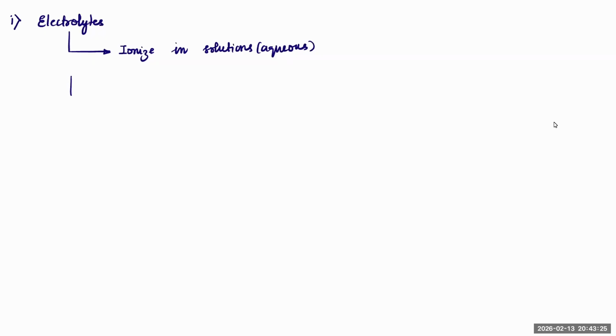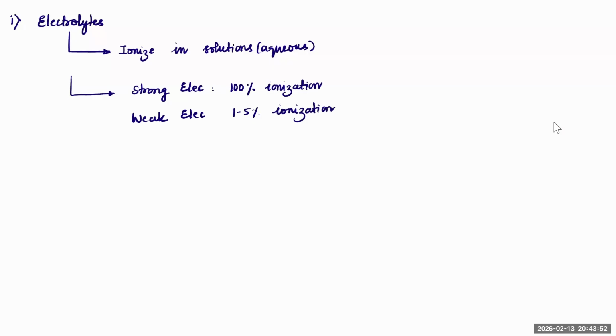So these electrolytes can be categorized into two forms. One is strong electrolyte, the other one is weak electrolyte. Strong electrolyte means 100% ionization. Here it is 1 to 5% ionization, which means it is not getting 100% ionized in solutions. These are weak electrolytes.